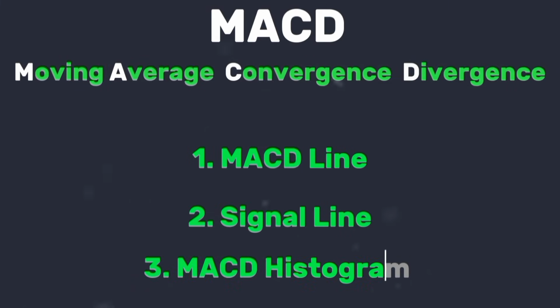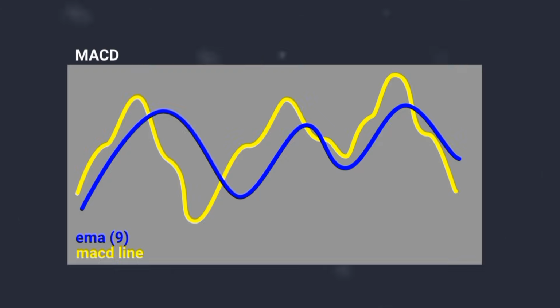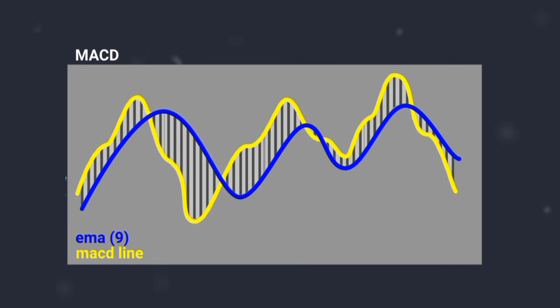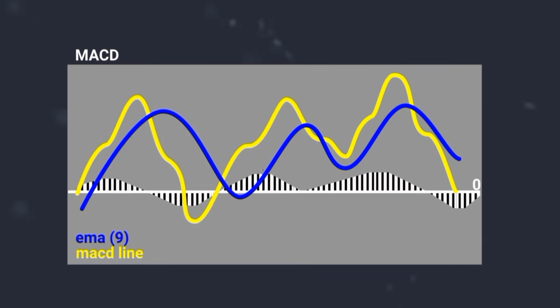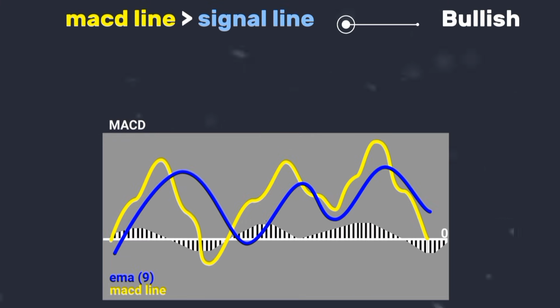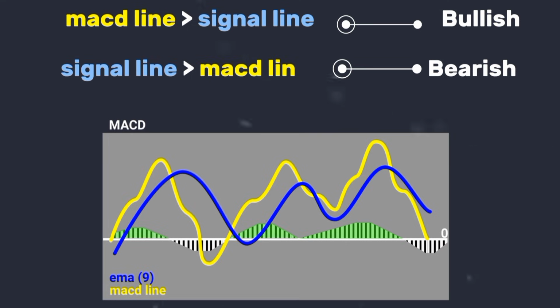3. MACD histogram. The MACD histogram represents the difference between the MACD line and the signal line. It visually shows the distance between these two lines, indicating the strength of the trend, and is represented as a histogram. When the MACD line crosses above the signal line, it's a bullish signal, and when it crosses below, it's a bearish signal. The histogram grows larger as the difference between the two lines increases, signaling stronger momentum.